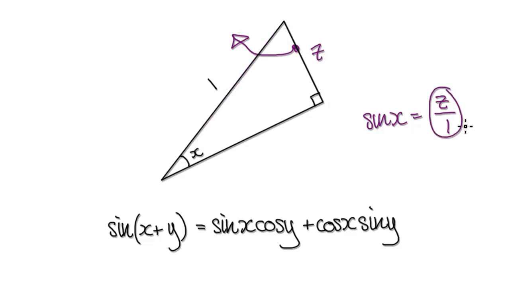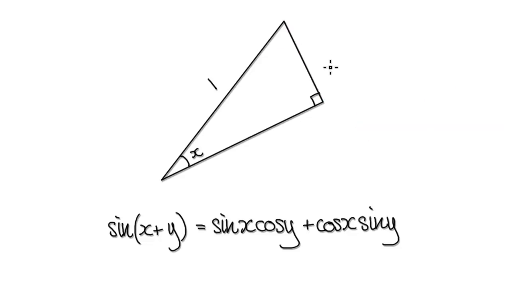So z divided by 1 is just z. So we know that this length here is simply sine x, and this length here we know is going to be cos of x. So this length here would be cos of x.